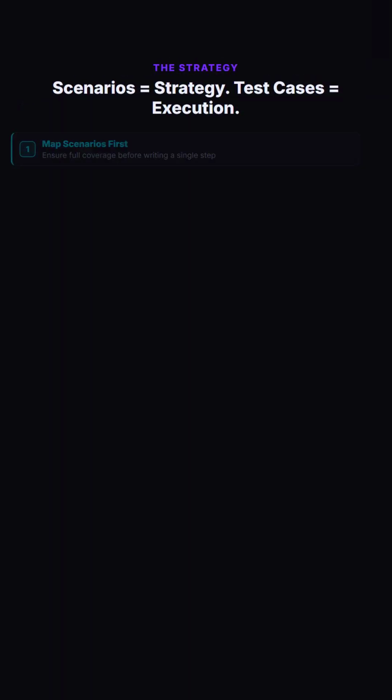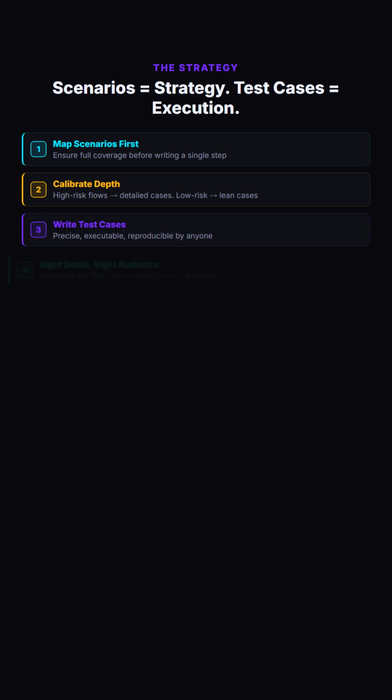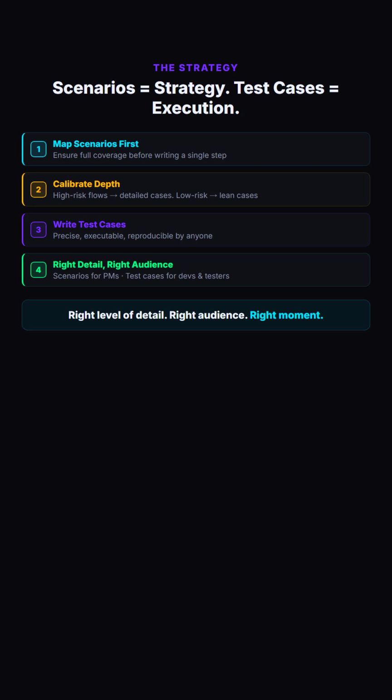Here is the mindset that ties all of this together. Scenarios are your strategy. Test cases are your execution plan. You need both, but you need them in the right order and for the right situations. Start with scenarios every time. Before you write a single test case, map out every scenario for the feature you're testing. This forces you to think about coverage first and mechanics second. It stops you from getting lost in the details of one test case while accidentally ignoring an entire category of behavior. Once your scenarios are mapped and reviewed, then you write test cases.